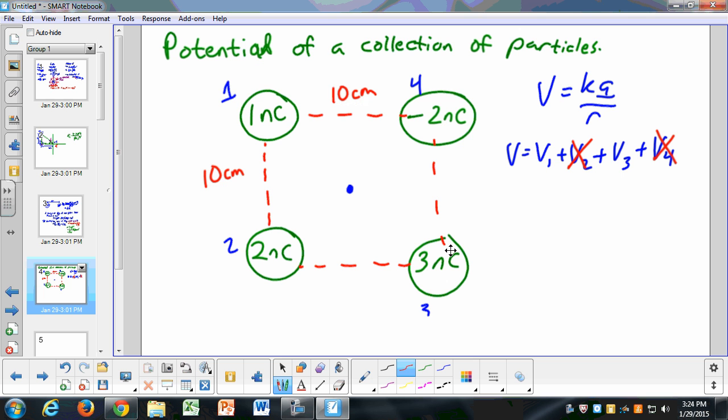At that point, I need to know what is this distance, and then similarly, what is this distance? Those will be the same distances. One is half the other. If I draw that, that's a triangle. I have 0.1 meters, that's 10 centimeters. 0.1 meters there. And what's that? I think it's 0.07.